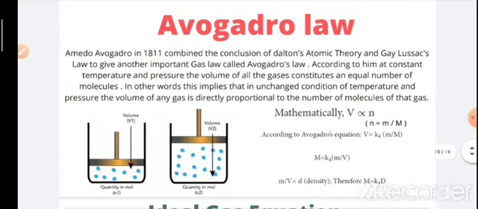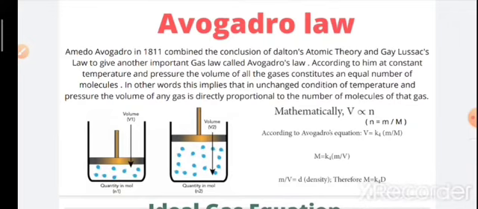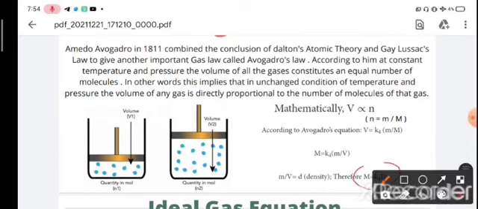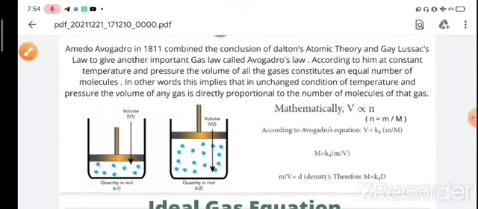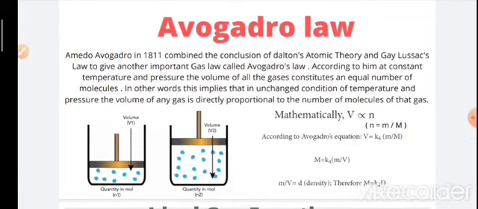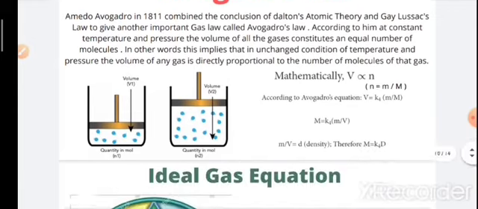Okay, here is the mathematical form of this law. V is directly proportional to the number of moles. The number of moles can be written as mass in kg upon molecular mass, and if you put the molecular mass on the left hand side and the volume on the right hand side, you can get the density, and the final result here will be m upon density. So that's all. There is not much to learn about Avogadro's law, so we are moving on.